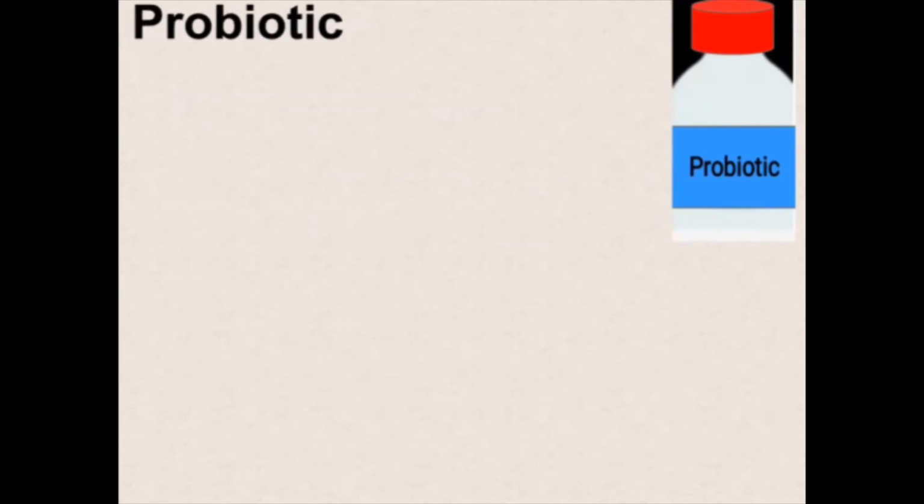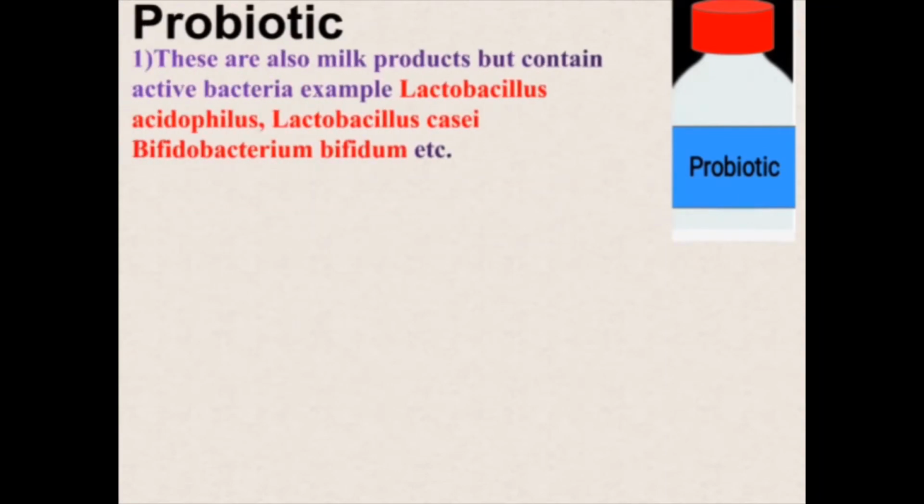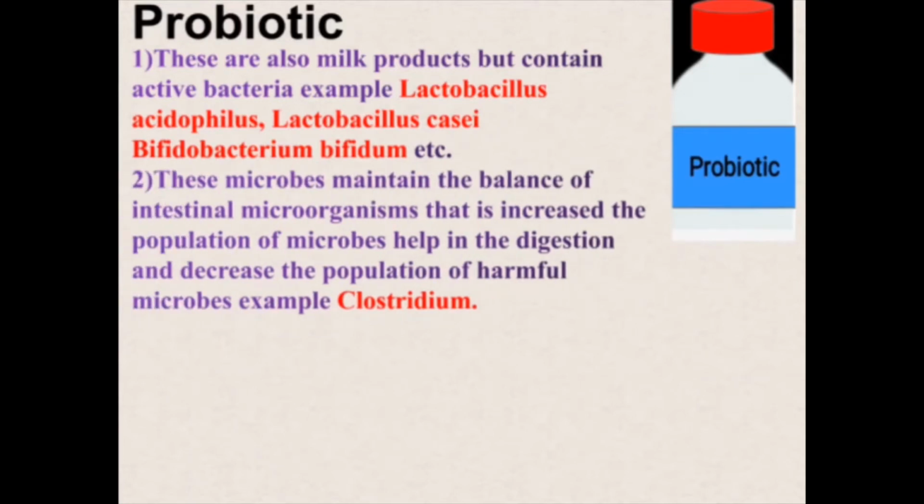What are probiotics? These are also milk products but contain active bacteria. For example, Lactobacillus acidophilus, Lactobacillus casei, Bifidobacterium bifidum, etc. These microbes maintain the balance of intestinal microorganisms, that is, they increase the population of beneficial microbes, help in digestion, and decrease the population of harmful microbes, for example, Clostridium.